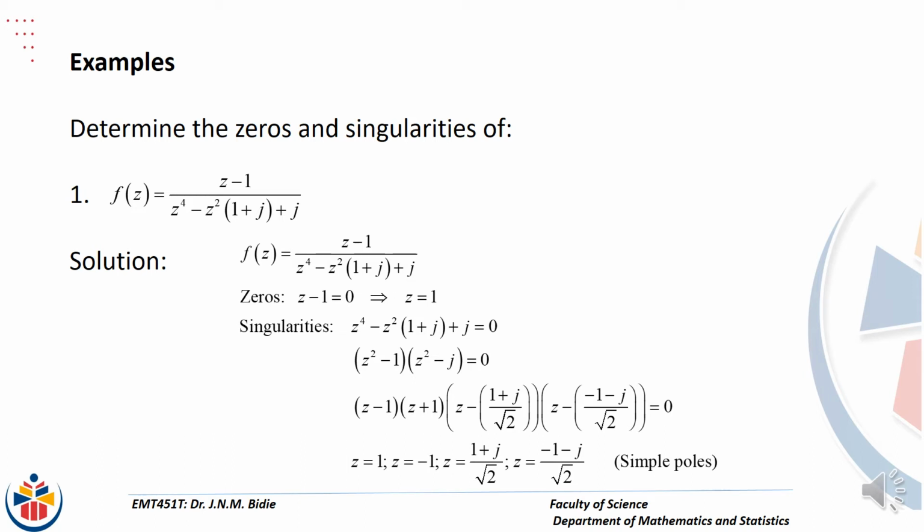And all of them are simple poles. The reason being, the power of those factors is 1. That's why we call them simple poles. That means the factors have power 1.